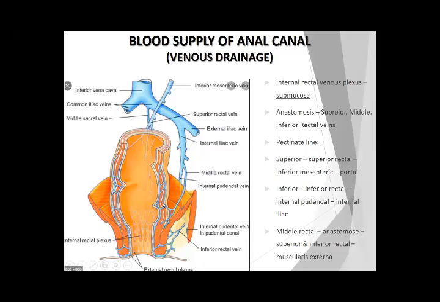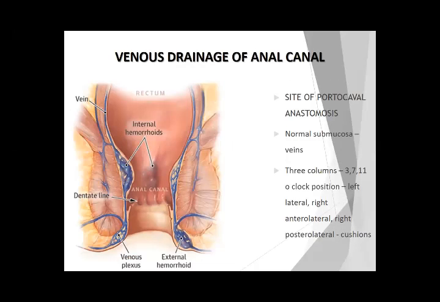Okay, so this internal hemorrhoidal venous plexus is formed by the anastomosis between the superior rectal vein draining into the inferior mesenteric, the inferior rectal vein draining via the internal pudendal into the internal iliac, and joining the superior and the inferior rectal veins, you have the middle rectal vein here, which is draining once again into the internal iliac. Now, these veins are arranged in three columns, at the 3 o'clock position, 7 o'clock position, and 11 o'clock position.